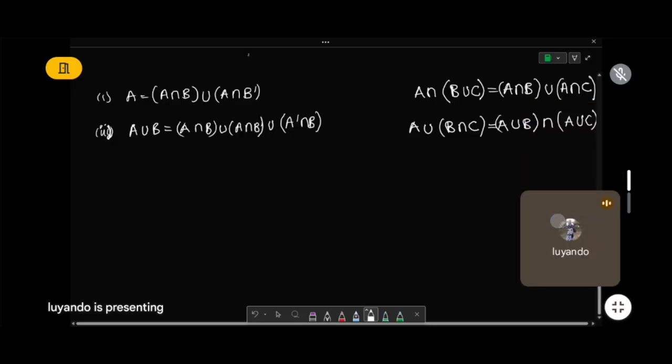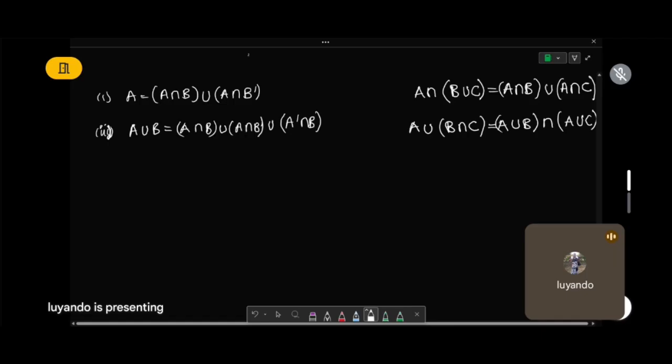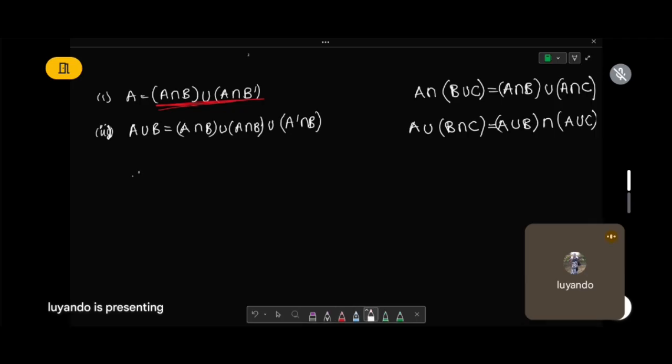These are mainly the two properties that we use when it comes to simplifying these types of questions. If we look at the first question, which says that we need to show that this is equal to A, what we have here is A intersection B union open bracket A intersection B complement.